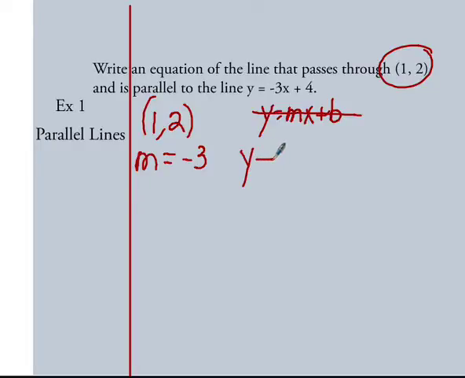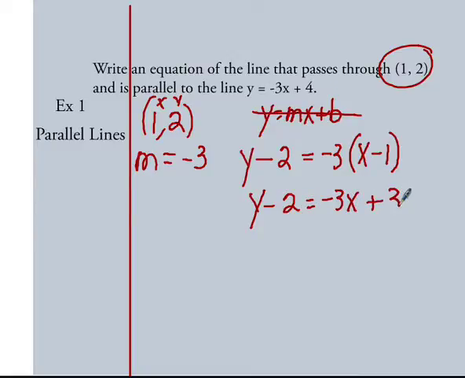So y minus, this is x, this is y, 2 equals my slope, -3, times the quantity x minus 1. And if they didn't require you to graph this or find the y-intercept, you can stop here. If you continue, you would have it in the slope-intercept form. Add 2 to both sides, leaving you with y equals -3x plus 5. Same slope, that's good. Passing through 0, 5 instead of 0, 4. And also passing through 1, 2.